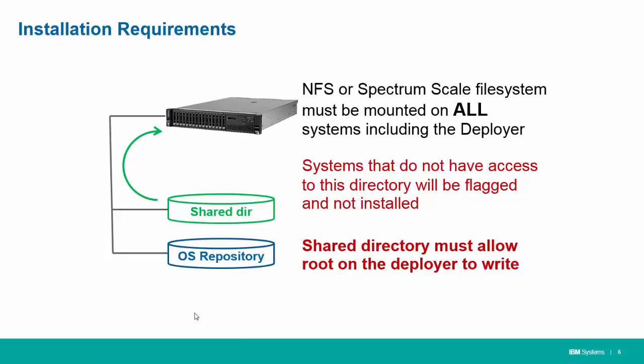Okay, what does this type of install require? Of course, you need either NFS or Spectrum Scale, and that has to be mounted on all of the hosts, including the deployer. Any system that doesn't have access to that shared directory will be flagged, and we won't install on that one. The other thing is that the shared directory must allow root from the deployer to write to it.